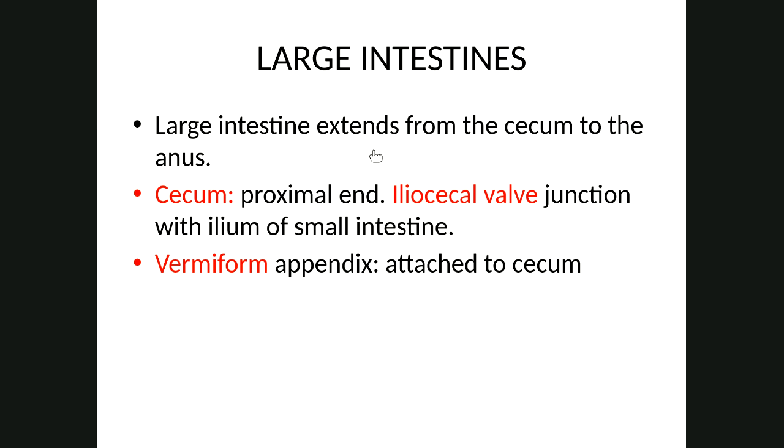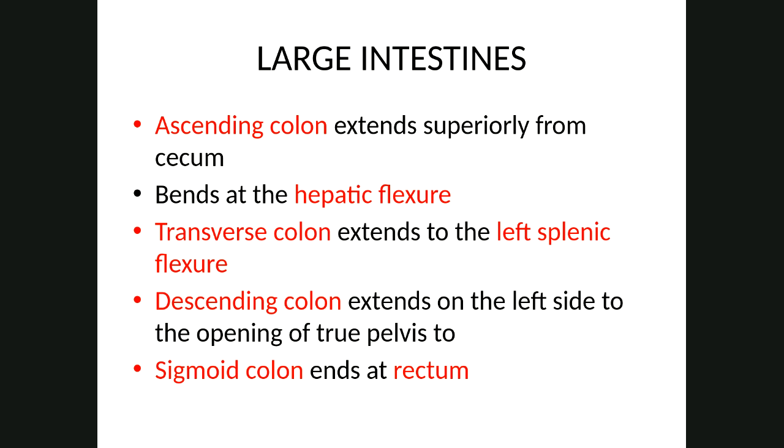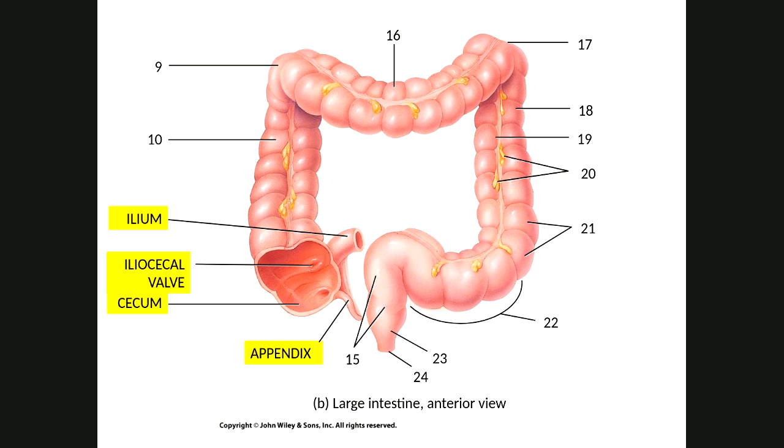The large intestine extends from the cecum to the anus. The cecum is the near end, or the proximal end, and the ileocecal valve is the junction of the ileum of the small intestine to the large intestine. And then we have something called an appendix, right? You've all heard of appendicitis. It's also called the vermiform appendix. Let's take a quick look. It hurts really bad. You get appendicitis, so it's this right here.